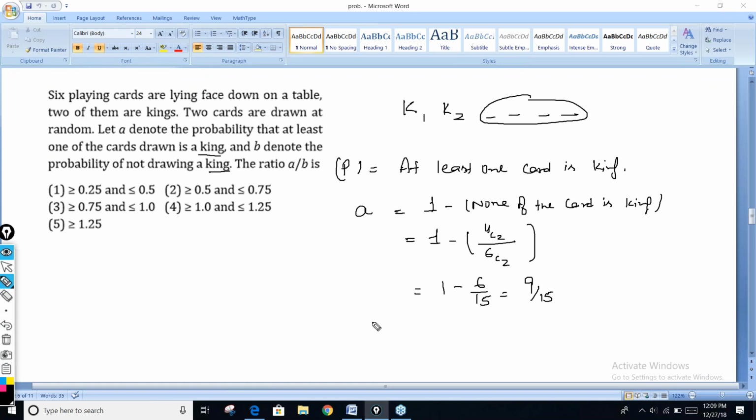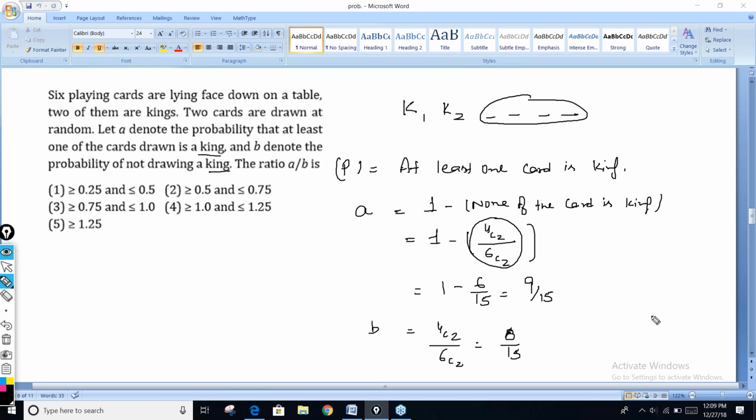Let it be like this. And what is the probability B? B denotes the probability of not drawing a king. Not drawing a king is this. We have already found it out. 4C2 upon 6C2. That is 6 by 15. So that is 6 by 15 and that is 9 by 15.